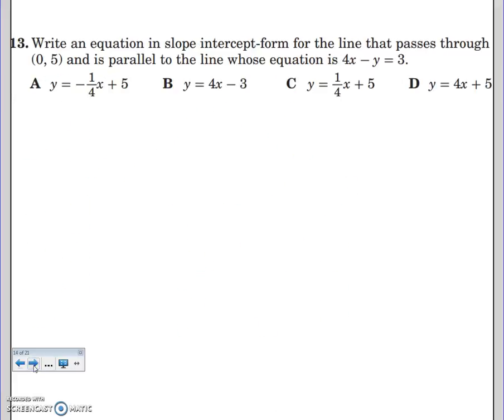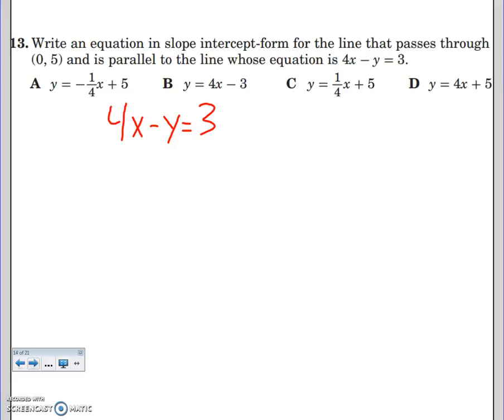Alright, write the equation in slope-intercept form for a line that passes through that point and is parallel to the line whose equation is that. Okay, let's do this. This is standard form. 4x minus y equals 3. Now you can do 2 points, find the x, y intercepts, and then do slope formula. Or sometimes it's better to just change it into slope-intercept form, meaning get y equals.